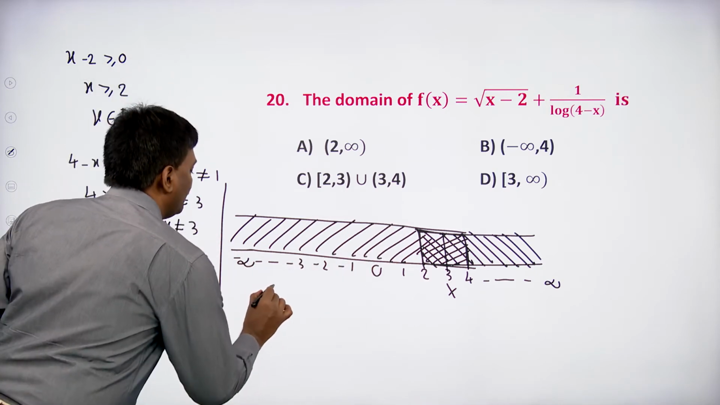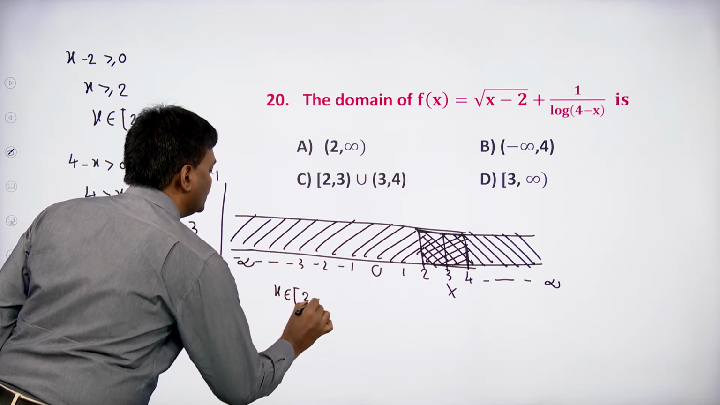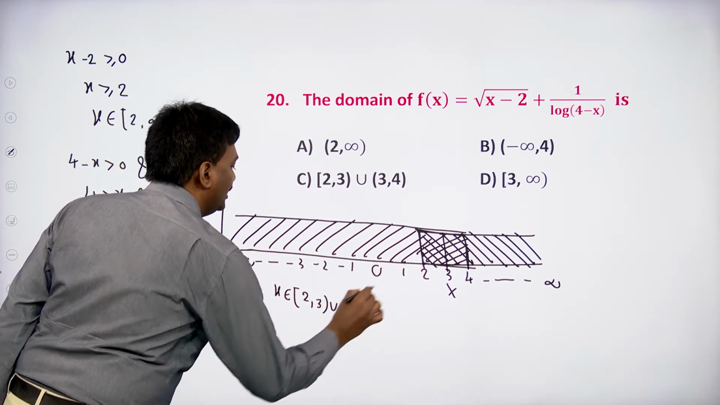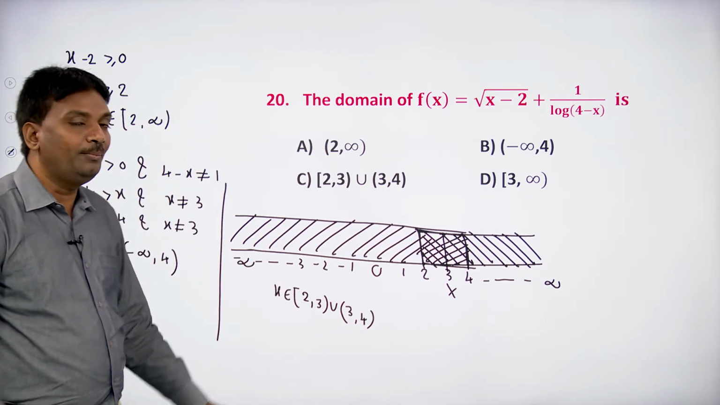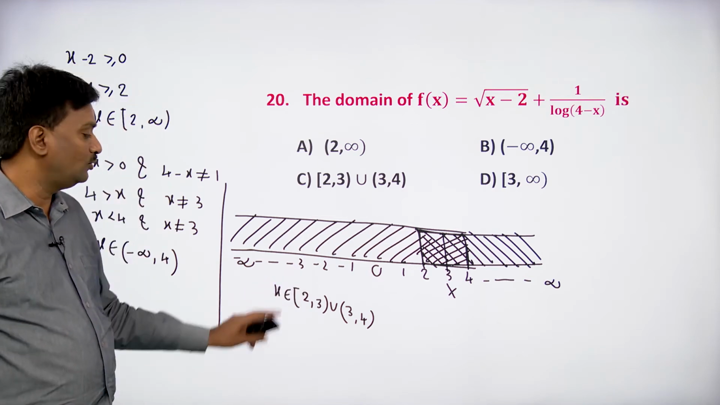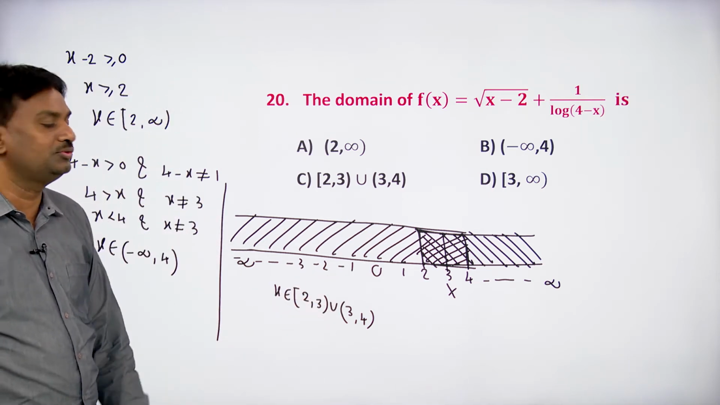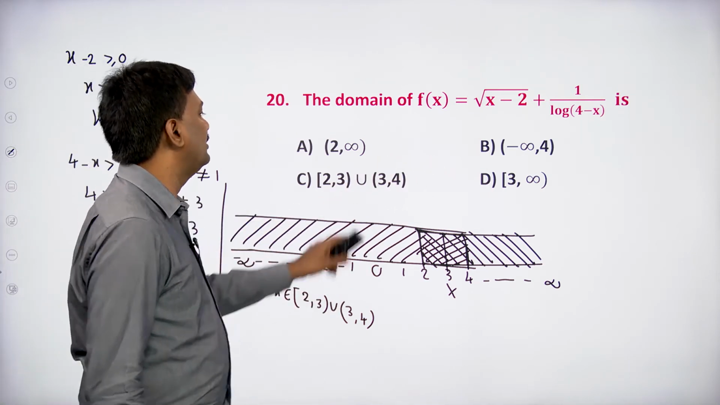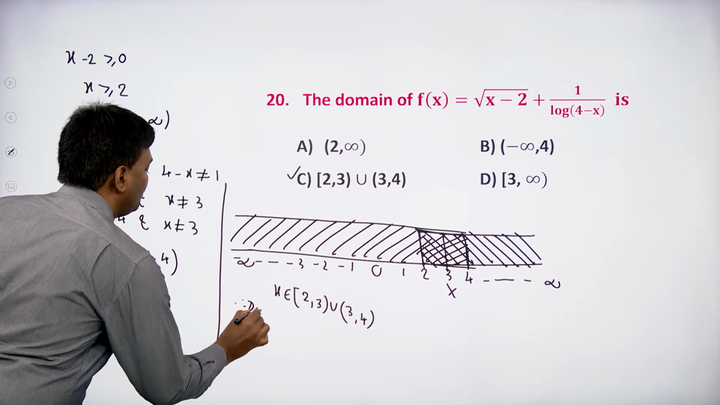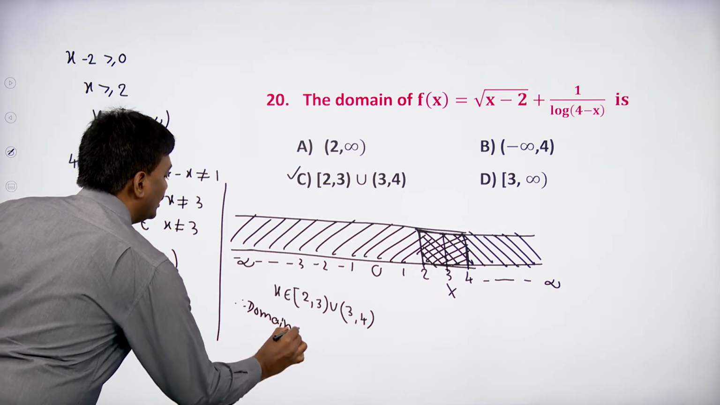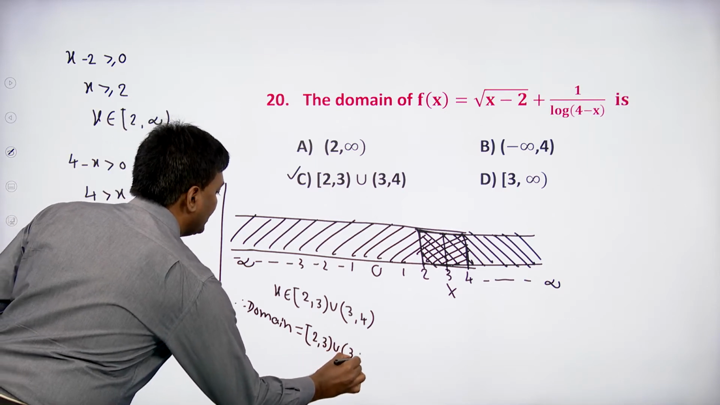So from this figure we can write x belongs to, we are considering 2 but not 3, so 2 comma 3, union, we are not considering 3, we are not considering 4 also. You may take any value between 2 comma 3 including 2, but don't consider 3. Between 3 comma 4 also you may take any value, but don't take x equal to 3 or 4. So 2 comma 3 union 3 comma 4, that is option C. So therefore the domain of the given function equals 2 comma 3 union 3 comma 4.